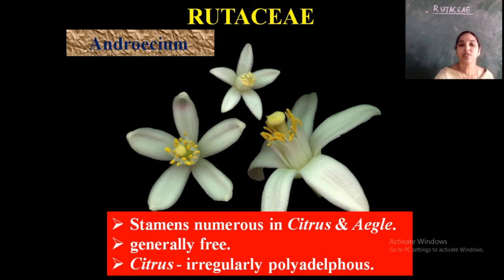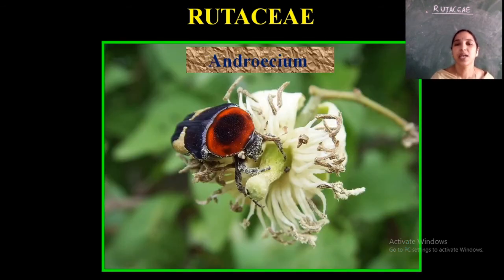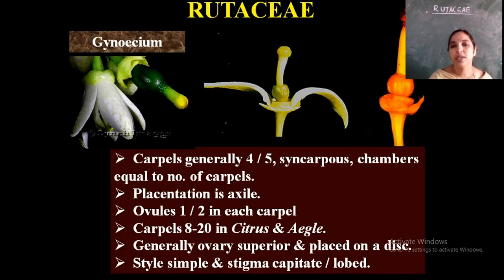You can see the flower of citrus. Free stamens. Irregularly polyadelphous maybe in citrus. Androecium, see the stamens. Then gynoecium, 4 to 5 carpels, syncarpous, chambers equal to the number of carpels. That is placentation axile, ovule 1 or 2 in each carpel, numerous in citrus and Aegle. Everything numerous, stamen also numerous, carpel also numerous.